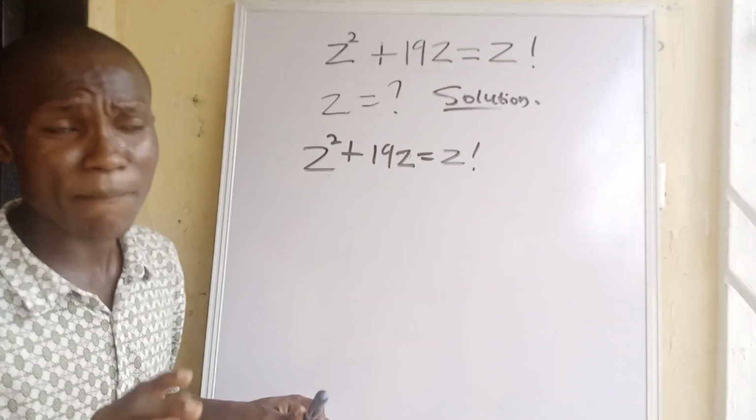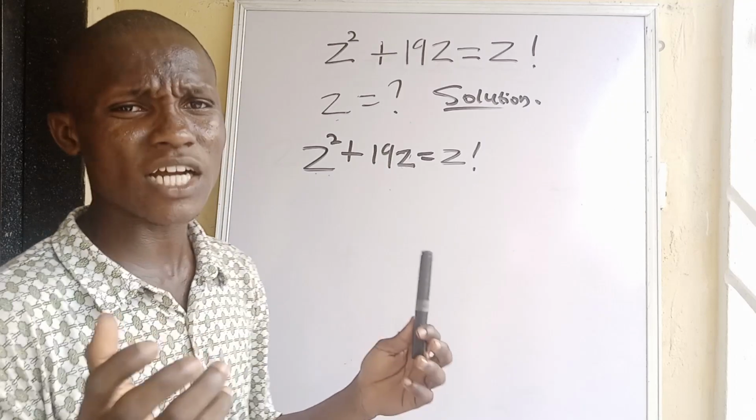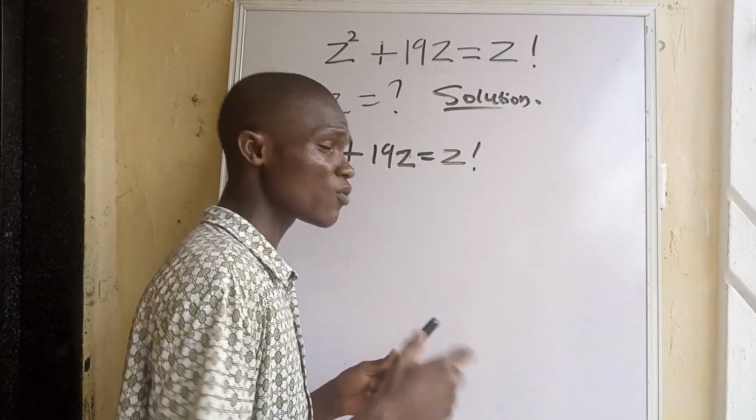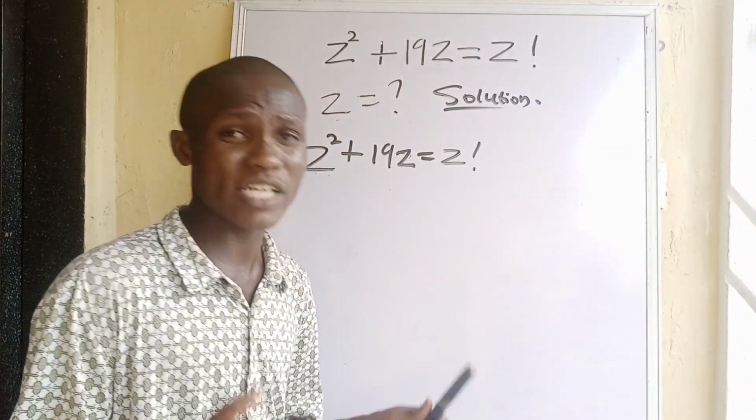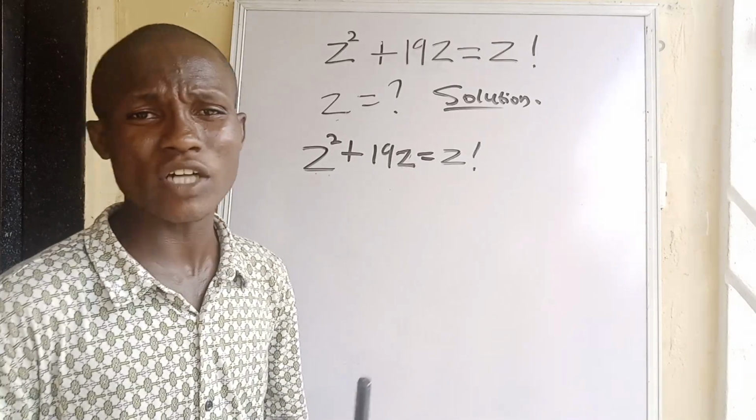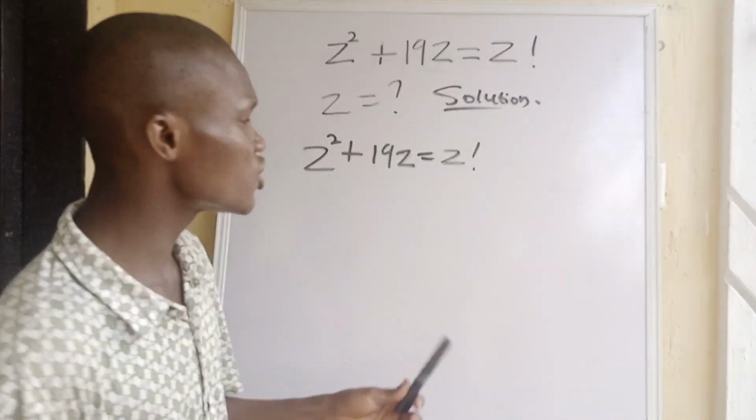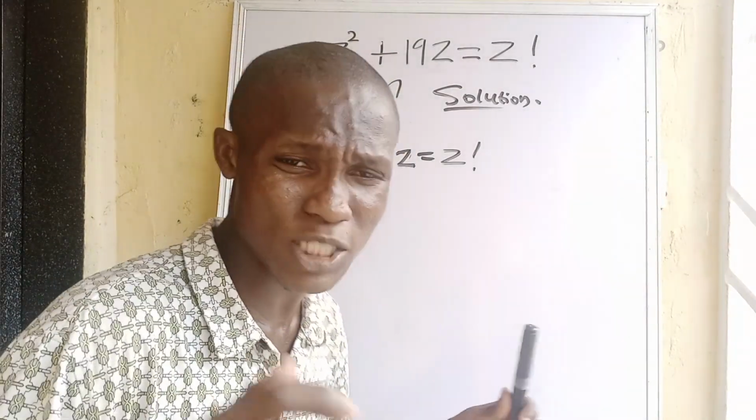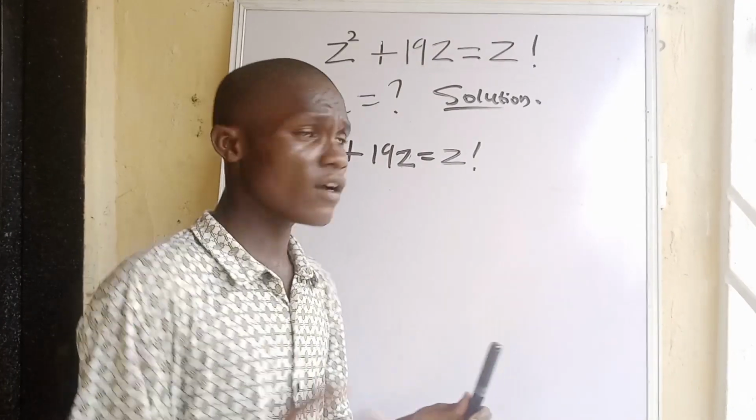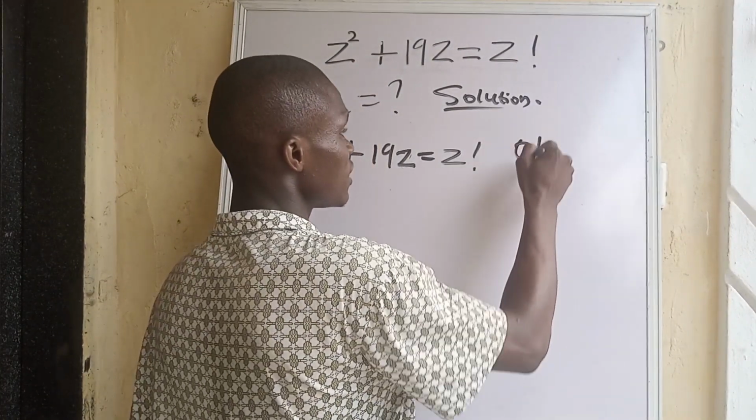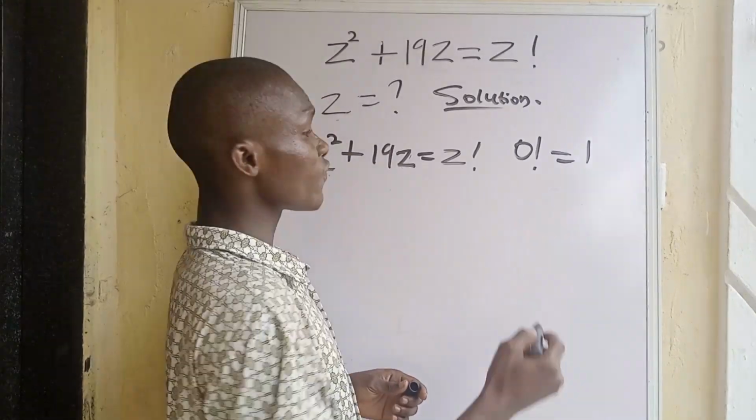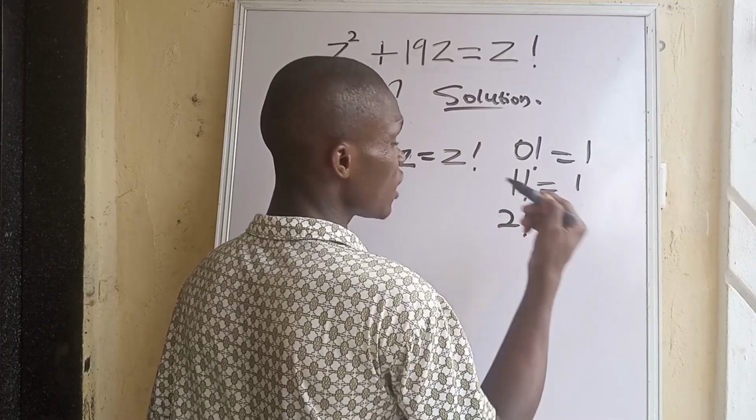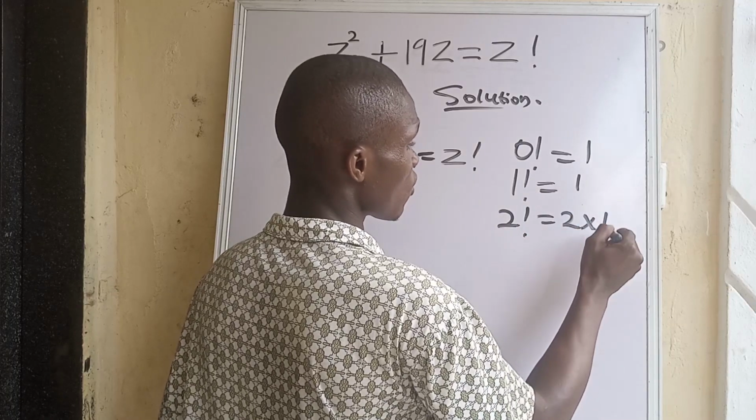The word factorial actually means a mathematical way of expanding a particular number. Factorial is found in a topic in mathematics called the binomial theorem, or the Pascal triangle. Take for example, 0 factorial is equal to 1. 1 factorial is also equal to 1. 2 factorial is equal to 2 times 1.